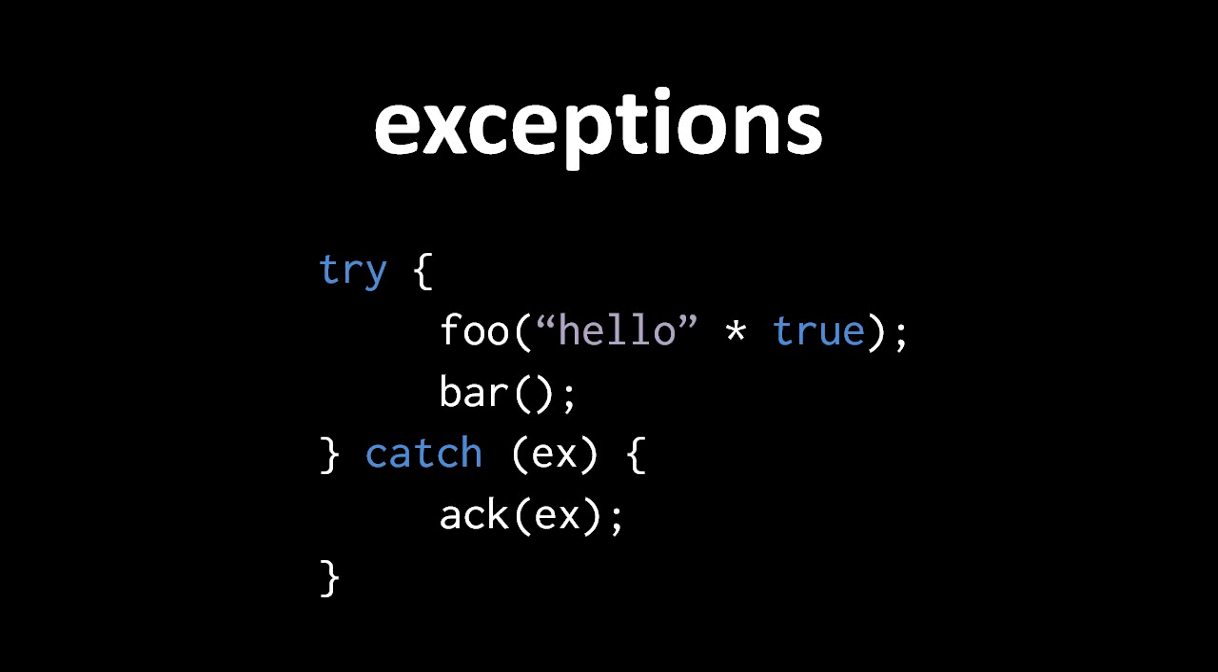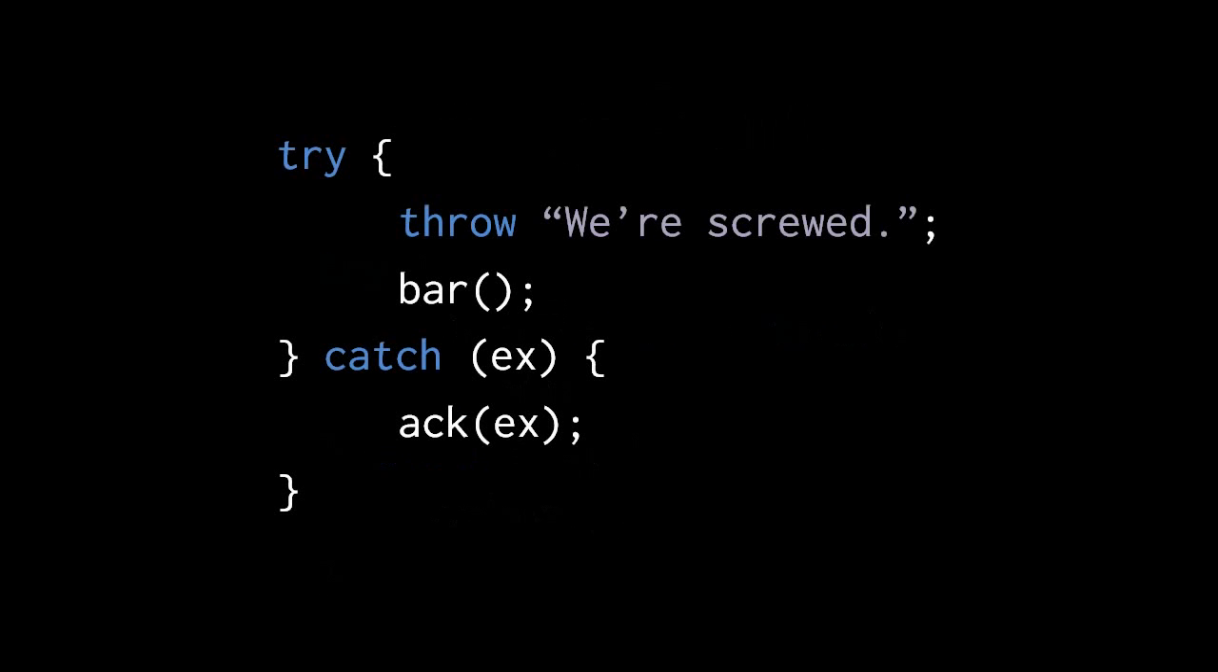So one source of exceptions in JavaScript is when we do a bad operation like attempting to multiply a string times a Boolean. But another potential source is when we ourselves actually create an exception using a throw statement. So what happens here is that again execution enters the try block, and the first thing in that try block is we throw an exception. And the exception object here is the string reading "we're screwed." So execution jumps down to the catch block, and the string "we're screwed" is passed to the variable ex.